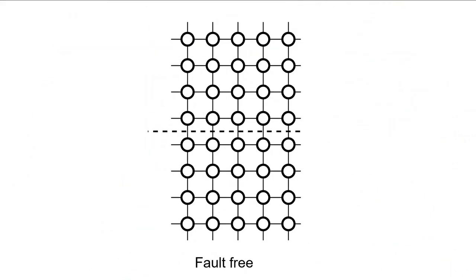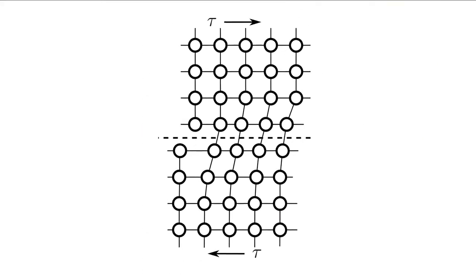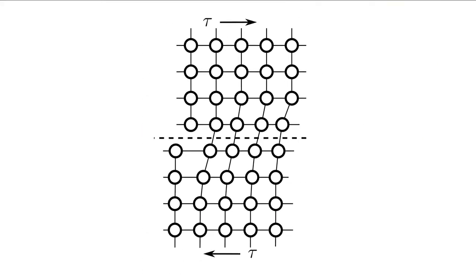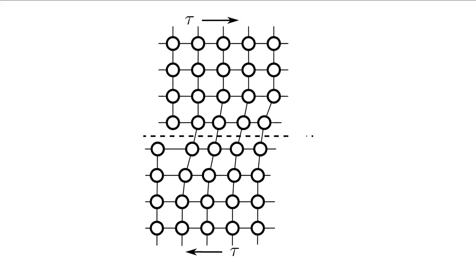Let's start with a small section, which initially starts as being fault-free. If I apply some shear to this small section, evenly across the dashed line, I disrupt the local metallic bonding of the first column of atoms. Note that shear is the only way for this to happen.